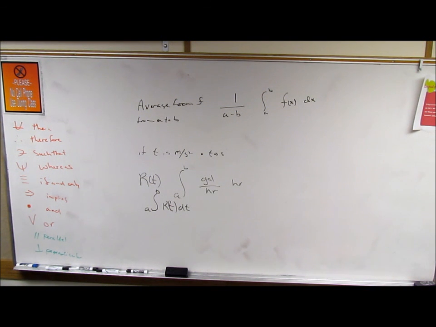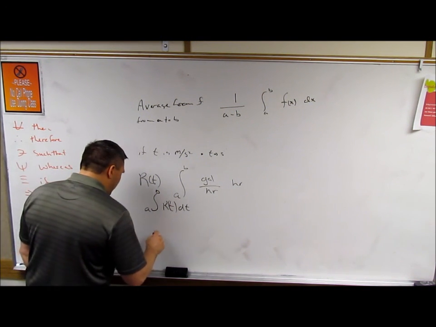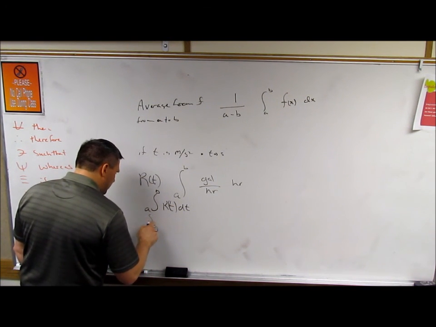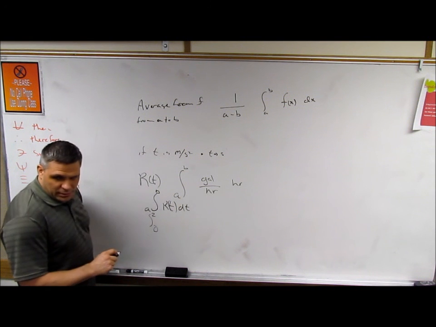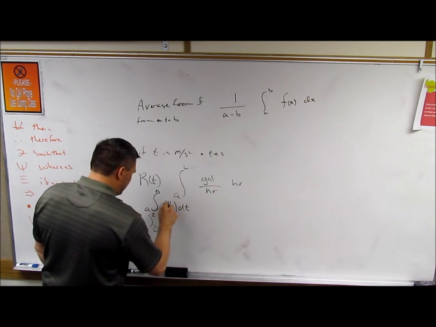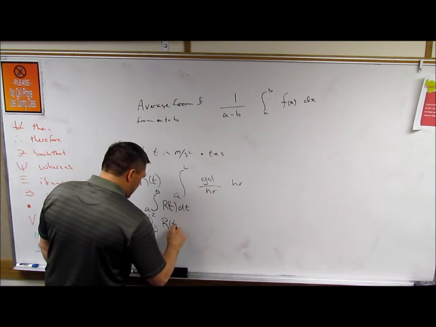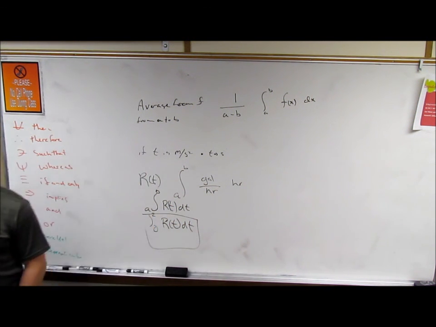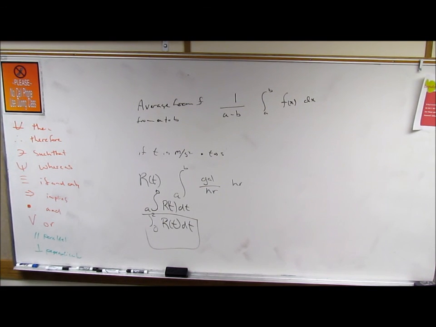But when I'm talking about doing it over the first 2 hours, then I'm talking about going from 0 to 2 of r(t) dt. So that's kind of part A. Okay? Now I come back here at 2.